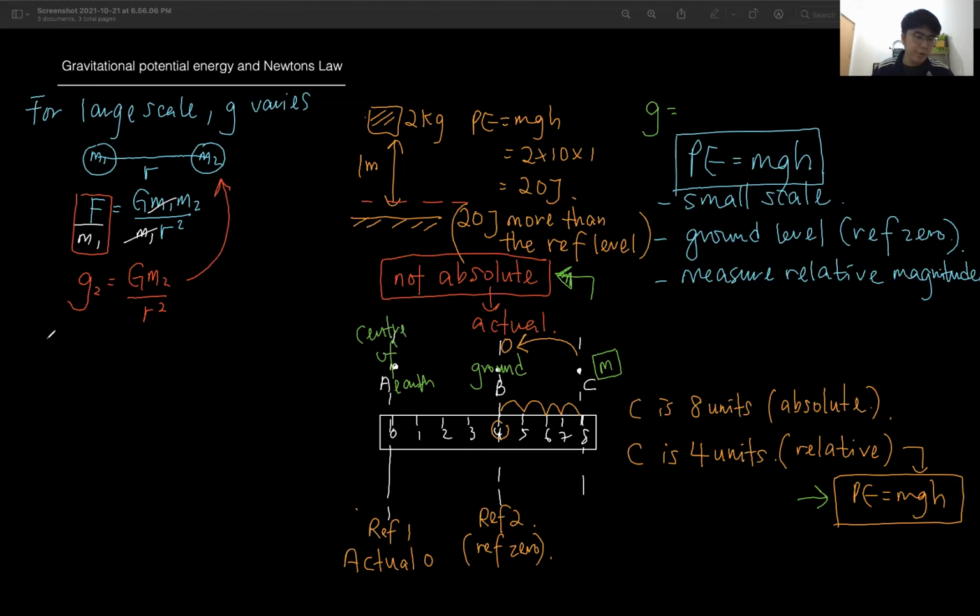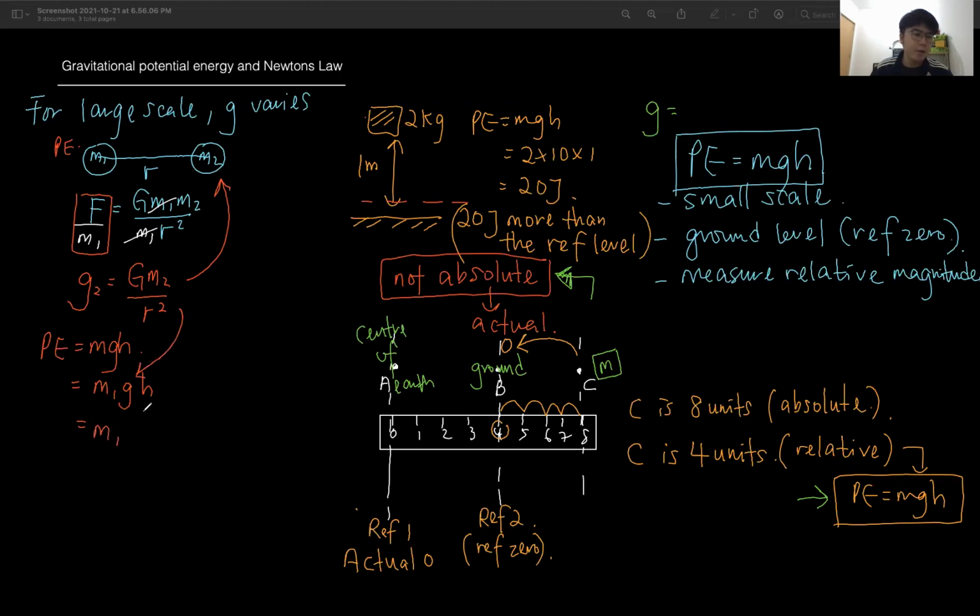Now, from PE equals mgh, let's say I want to calculate the gravitational potential energy of mass 1. Mass 1 could be any object on planet 2, separated by a distance. So the PE of m1 equals m1gh. I derive a little bit from here: this is m1 gh, and I substitute this g inside here.